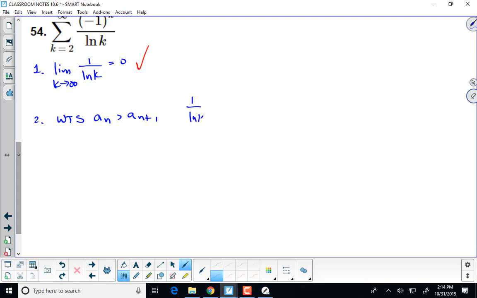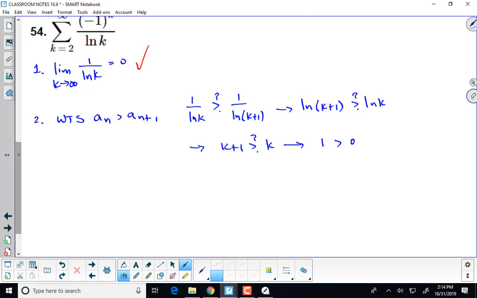So we have 1 over natural log of k, and we want to show this. Replace k with k plus 1, cross multiply, and then exponentiate. When we exponentiate, we get to a point where we get a nice, simple statement that's true. So we go all the way back through, and that checks. Our conclusion is therefore convergence by the alternating series test.